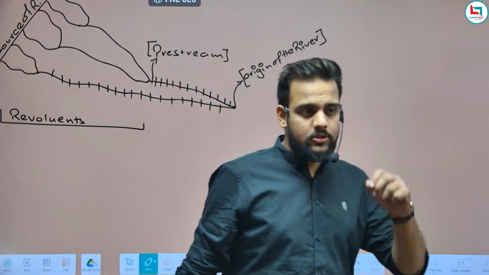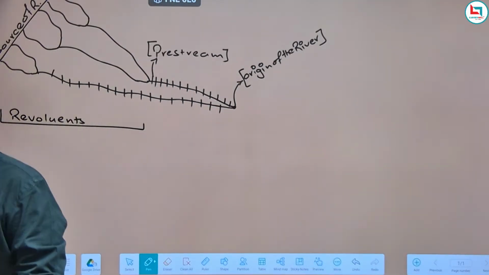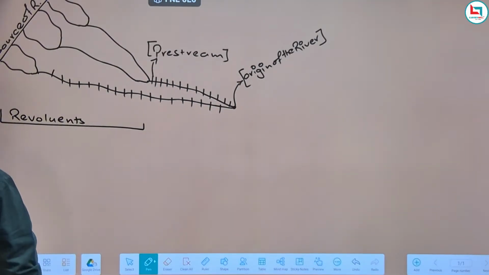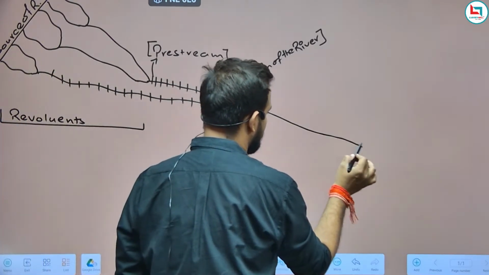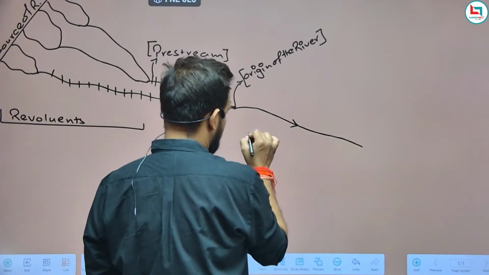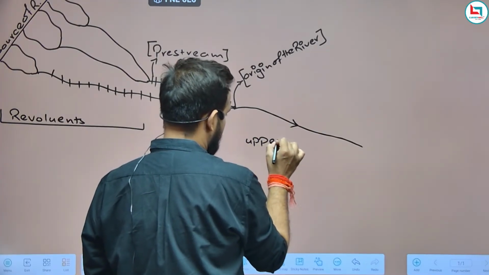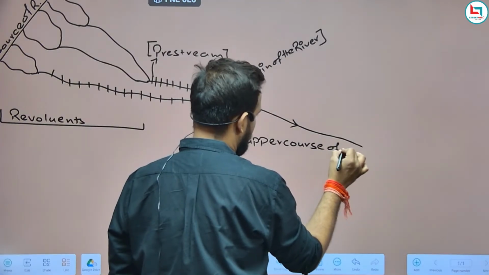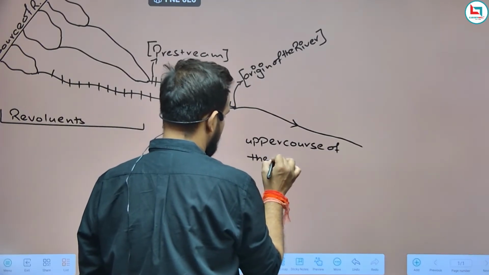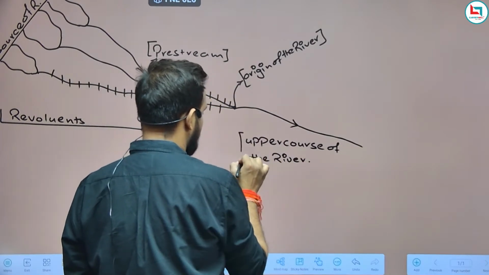Remember guys, we had talked about these particular things. After this, we had seen that a river was in its upper course. This was the upper course, the upper course of the river.